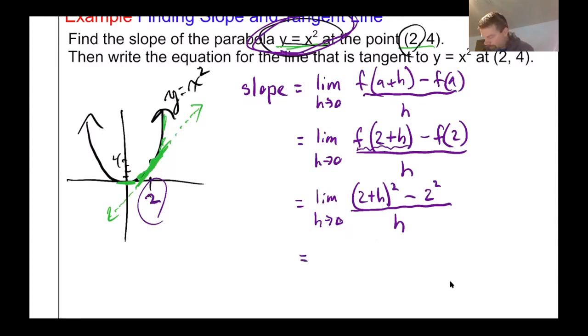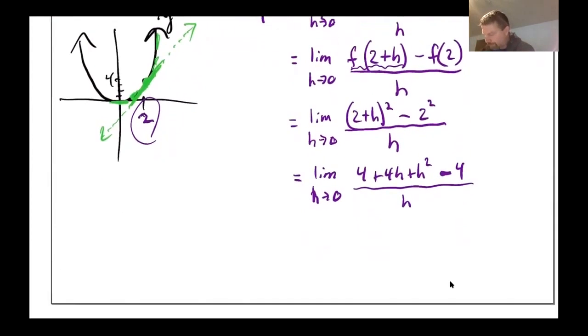Let's square out the top. That'll be the limit as h goes towards 0 of 4 plus 4h plus h squared minus 4, all over h. That simplifies nicely because those 4's cancel out. Then I could divide each of these terms on top by h, or I could factor an h out and cancel that h. I don't know how you'd like to do that. I'll be really particular and make sure we understand it.